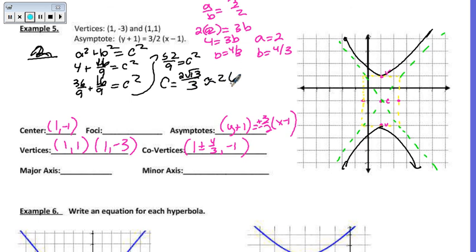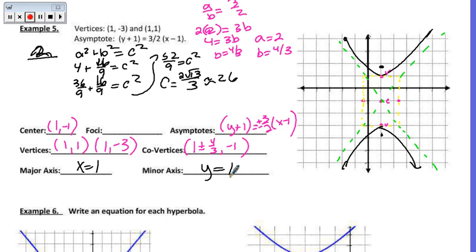Okay, so the foci is going to be 1, 2, some more. Oh, wrong way. Oh my gosh, I'm making silly mistakes on this guy here. So 1, 2, and a little bit more. Right there's the foci. 1, 2, and a little bit more. Okay, our major axis is x is equal to 1. Our minor axis is y is equal to 1.